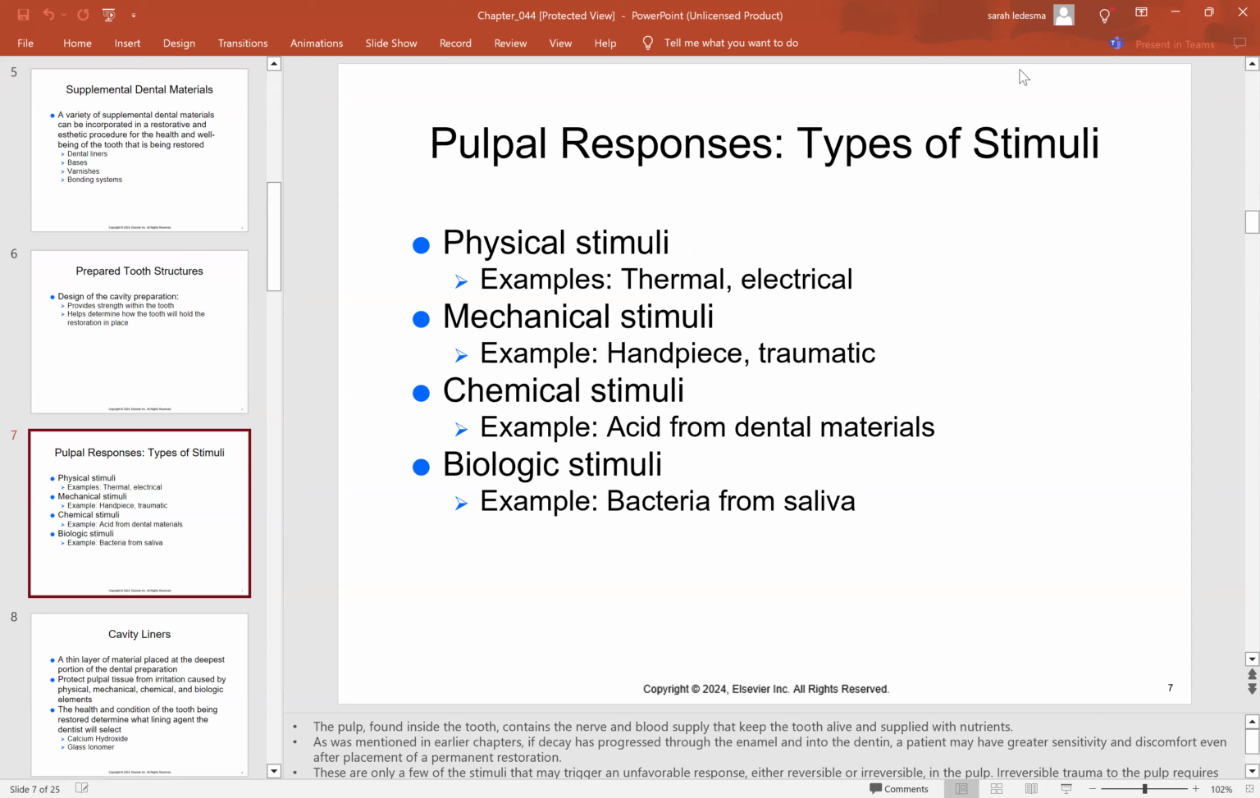So we talk a little bit about the pulp being the most inner part of the tooth that houses the nerve and the blood supply, keeping the tooth alive, and the responses to stimuli. So we have the physical stimuli. This is a response to thermal or electrical, mechanical. So this is going to include trauma to the tooth from the handpiece or possibly biting and chewing forces, chemical stimuli from dental materials or acid in dental materials, and then biologic stimuli from bacteria and saliva.